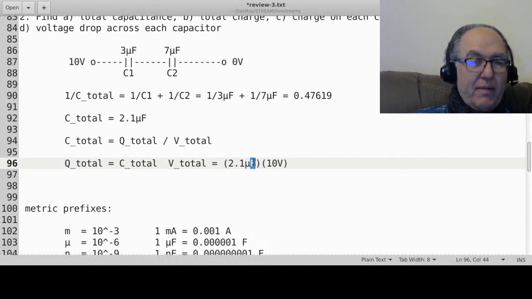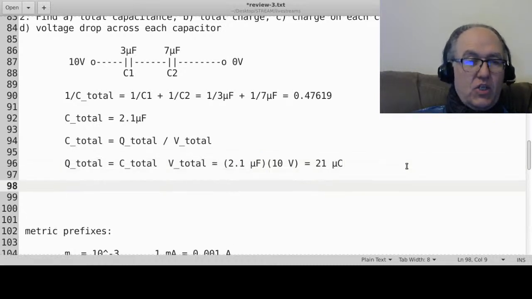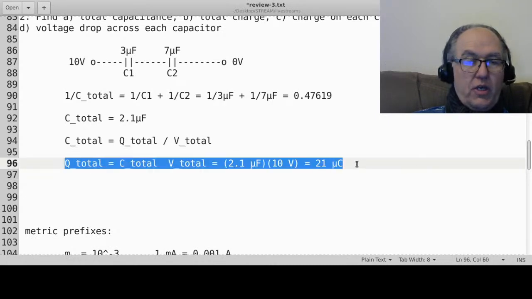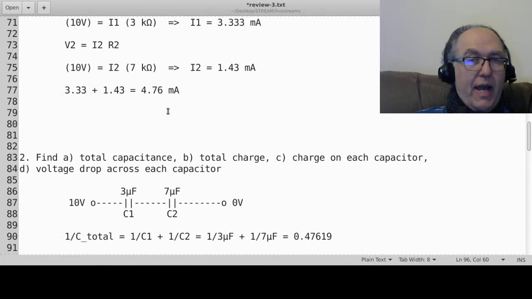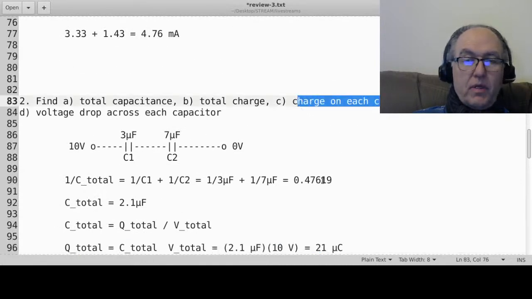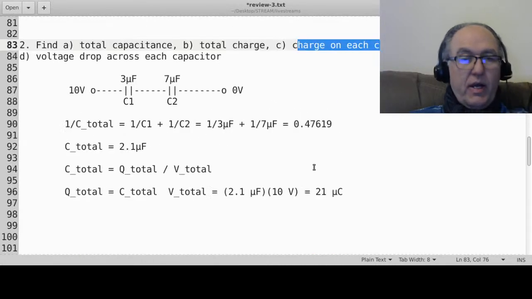A farad times a volt is a coulomb. So this is going to equal 2.1 times 10, which is 21 micro, and a farad times a volt is a coulomb. So there you go. That is the total charge accumulated on this circuit. Now let's see what I asked next. What is the charge on each capacitor?